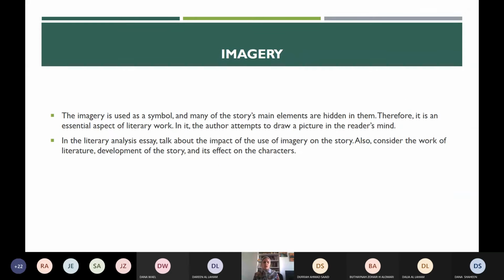Imagery that we discussed yesterday. The imagery is used as a symbol, and many of the story's main elements are hidden in them. Therefore, it is an essential aspect of literary work. In it, the author attempts to draw a picture in the reader's mind. In the literary analysis essay, talk about the impact of the use of imagery on the story. Also consider the development of the story and its effect on the characters.